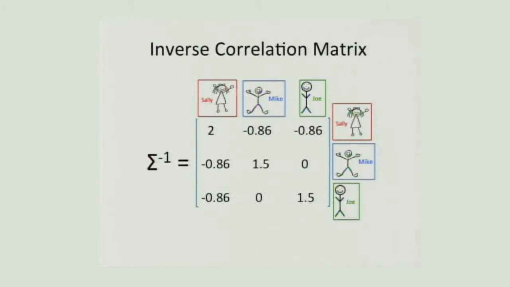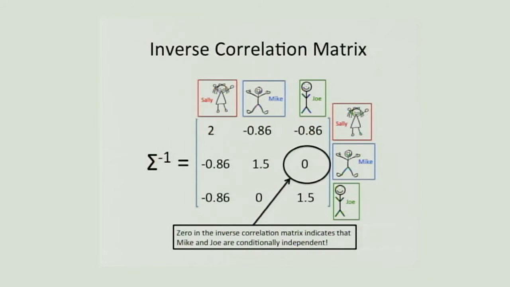But it is a very useful mathematical construct because it has a really useful property, which is that if a particular element in the inverse correlation matrix is 0, then that corresponds exactly to Mike and Joe being conditionally independent. So again, in this example, Mike and Joe not being friends.